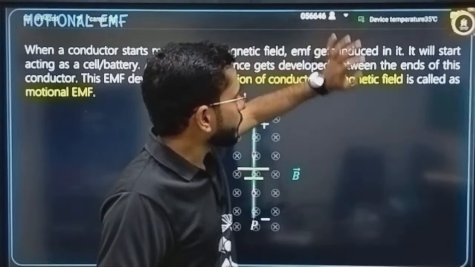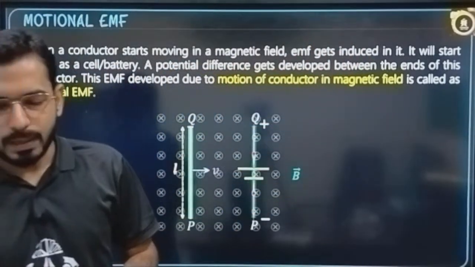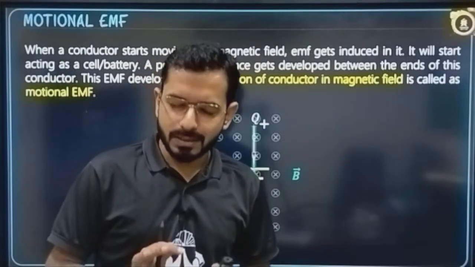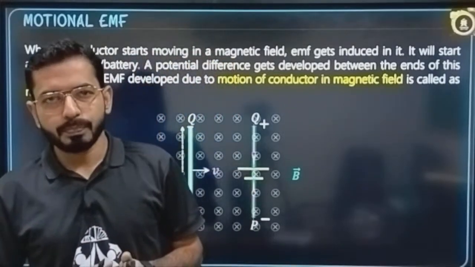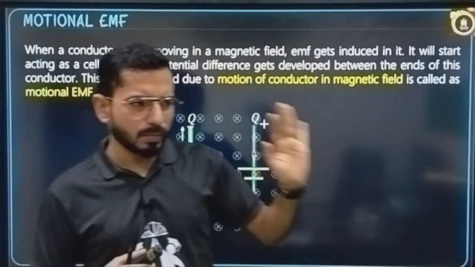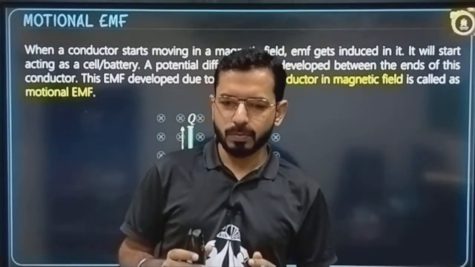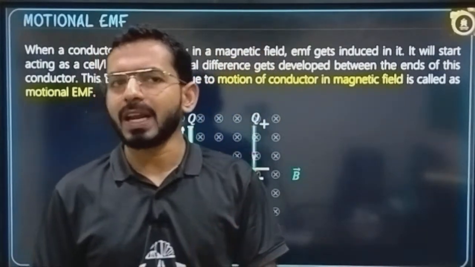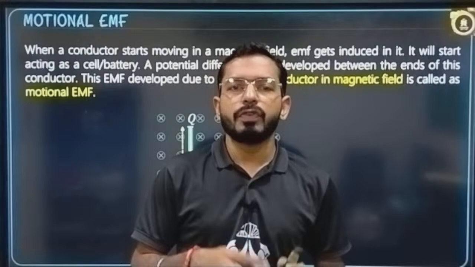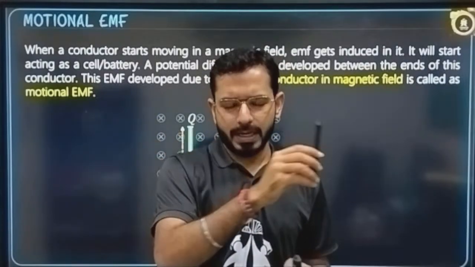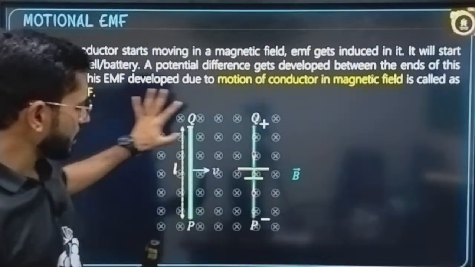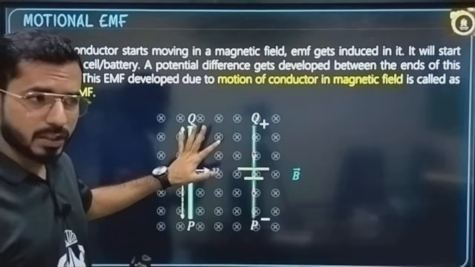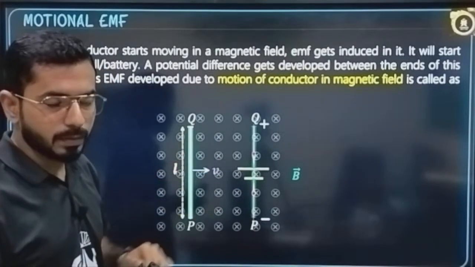Let's begin. The first one is motional EMF. What is this motional EMF? I will tell you. Theories are given for your board purpose; these are the things that you will be writing in your boards. I am telling you in simple language that we can understand. Whenever there is a magnetic field in this complete area, tell me, what is the direction of the magnetic field? Inside the board.